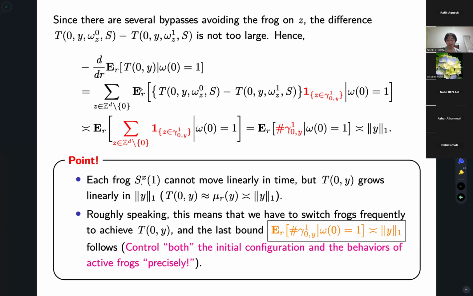Roughly speaking, this number of active frogs contained in this path is bounded from below and above by the L1 norm of the target point Y. And we can get the desired bound for the derivative of the expectation of the first passage time, and thereby get the Lipschitz type estimate for the time constant.